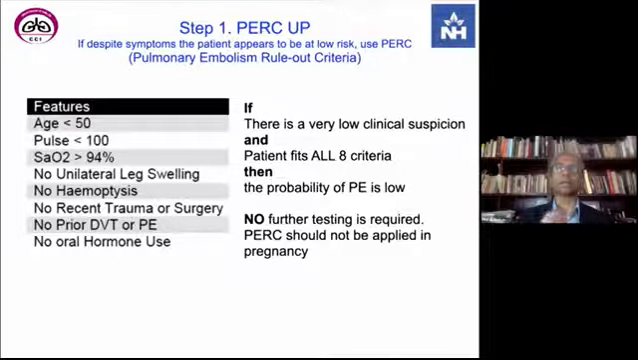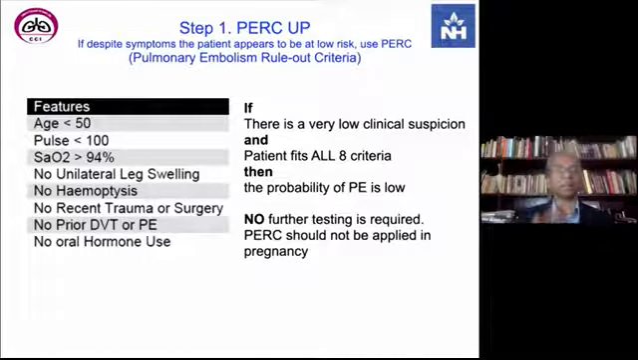Basically what this does is it looks at what are the features which are telling you there's a high risk of pulmonary embolism, and taking the opposite, what are the features which are not for high risk. So a younger person is at lower risk, a person who's not tachycardic is at lower risk, a person who maintains a saturation is not very likely to have it. He has no features of DVT such as unilateral leg swelling. There's been no hemoptysis, no predisposing factors such as recent trauma or surgery, no history of previous DVT or pulmonary embolism, and no use of oral hormones which increase the risk of pulmonary embolism.